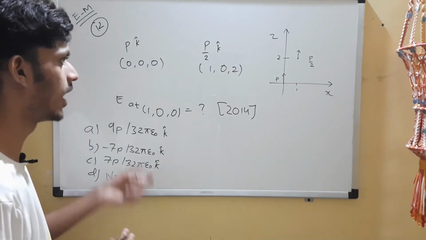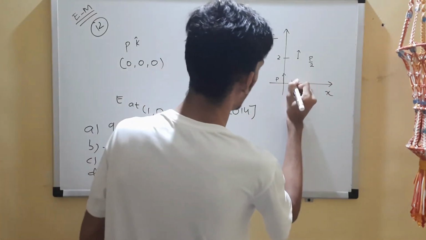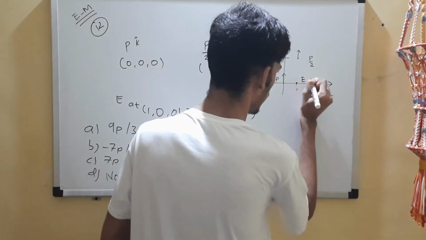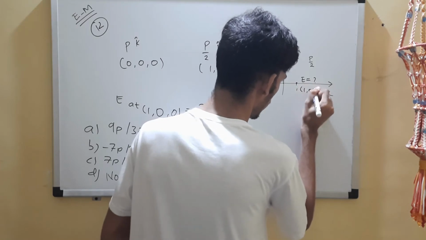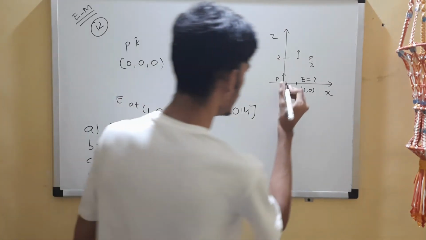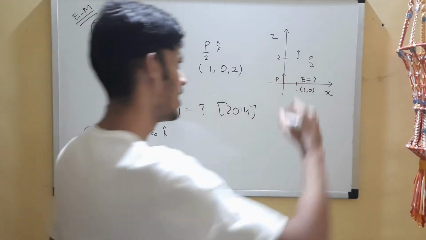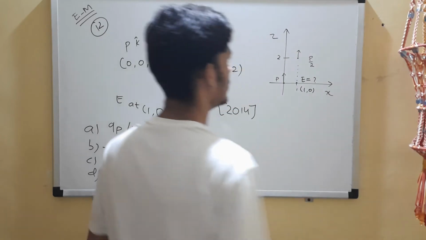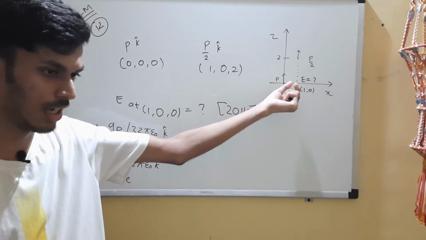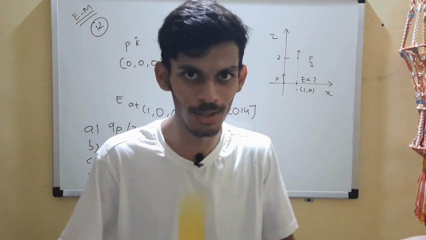Now you have to find the electric field at 1, 0, 0, that is 1 on the x-axis and 0 on the z-axis. So you have to find the electric field at this point. You can see that for this dipole, this is an equatorial point, and for this dipole, this is an axial point. So you just find the electric field due to this dipole and due to that dipole at this point, and then vectorially add it. You'll get your answer.